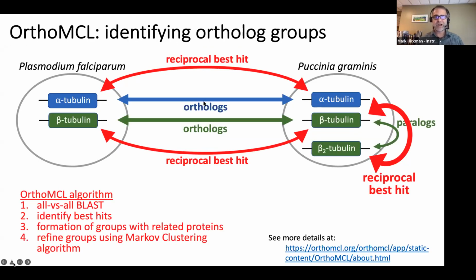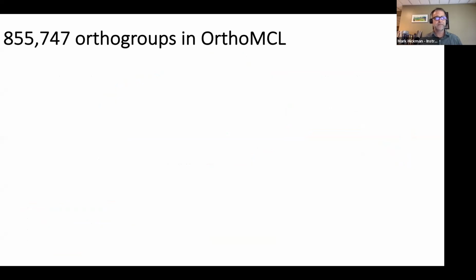So I just want to note that alpha tubulin, if you BLAST it against all the Plasmodium proteins, will pick up beta tubulin, but it picks up alpha tubulin in other species better. So this score of this relationship is stronger than this score of alpha tubulin to beta tubulin, showing that they're orthologs and these are not paralogs. And I'm happy to go into more detail if you're interested.